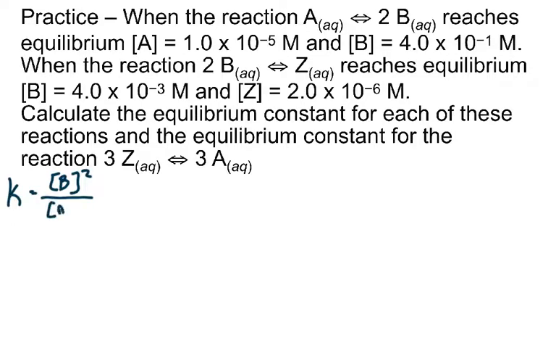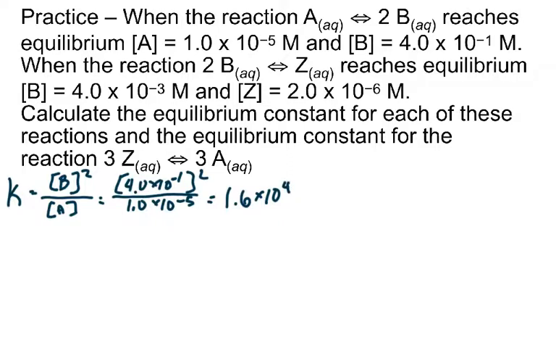the concentration of A. We can plug in our numbers. So we're going to get 4 times 10 to the negative 1st squared divided by 1 times 10 to the negative 5th. And I can do that math. And I get an answer of 1.6 times 10 to the 4th. For my second reaction, my equilibrium constant is going to be the concentration of Z over the concentration of B squared. So there's my second reaction.